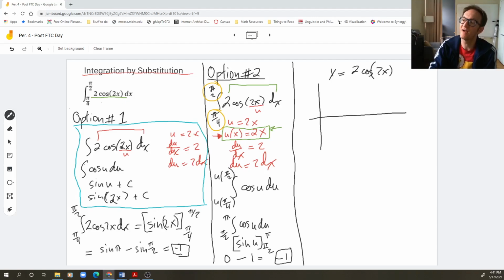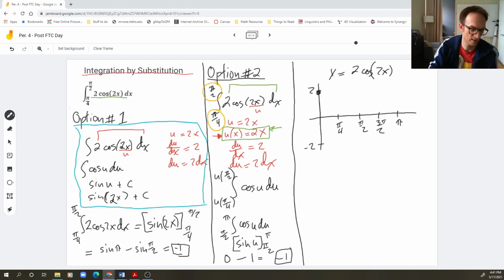So what do I have? I have a function which has been stretched vertically by a factor of 2, and which also has been smushed horizontally by a factor of 2. So now this will be pi here, and okay, now I just draw cosine. What does it look like? That's pi over 4. That's pi over 2. That's 3 pi over 2.